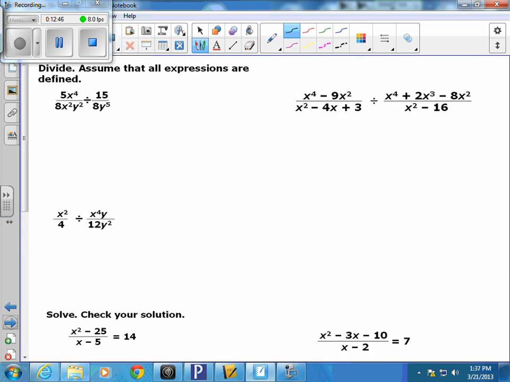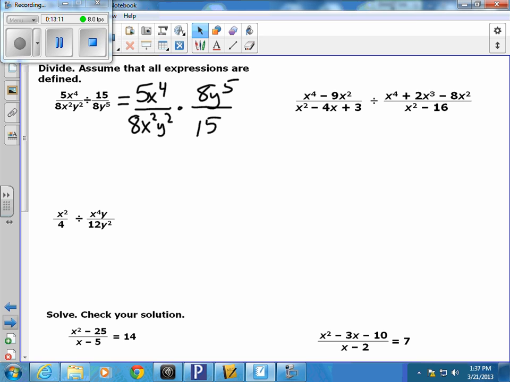Okay, let's turn the page. Let's do a division one. There's actually 2 of them. So again, division of 2 fractions is the product or multiplication of its reciprocal. So I can actually rewrite this as 5x to the 4th over 8x squared y squared times the reciprocal of the second fraction, 8y to the 5th over 15.